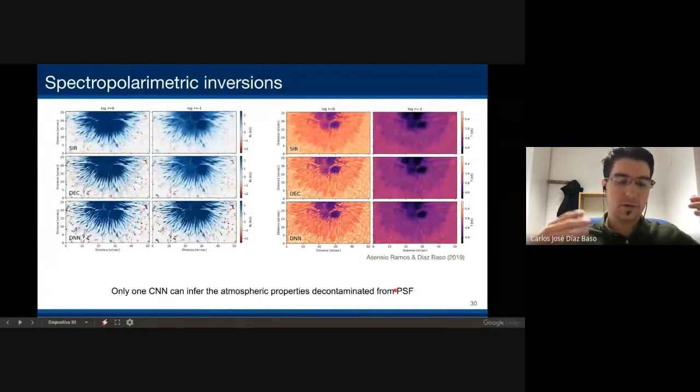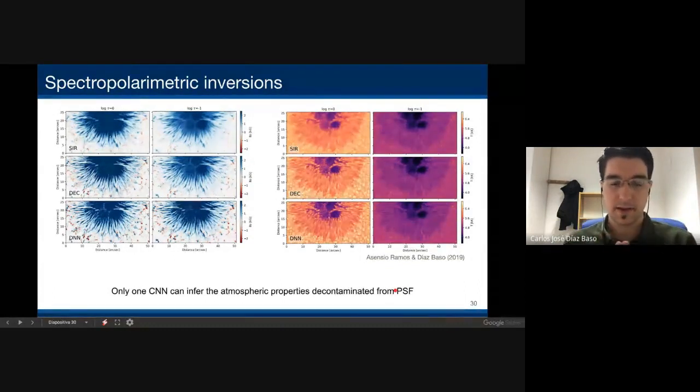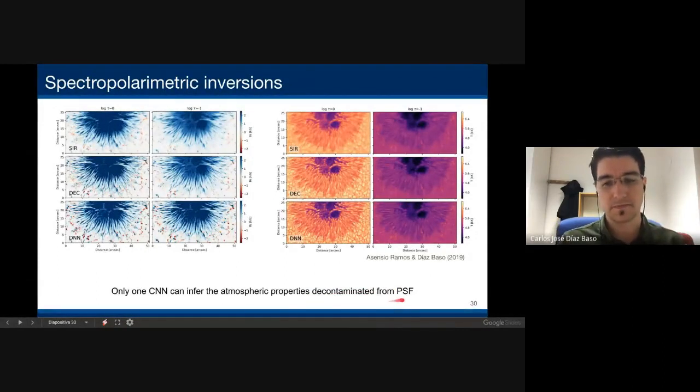So we wanted to go one step further. I have been showing since the beginning these convolutional neural networks and how we can use them to extract information by looking at the surrounding pixels. And in this case, we train a neural network to infer the atmospheric properties decontaminated from the PSF.